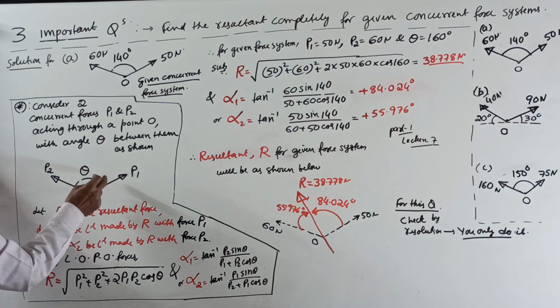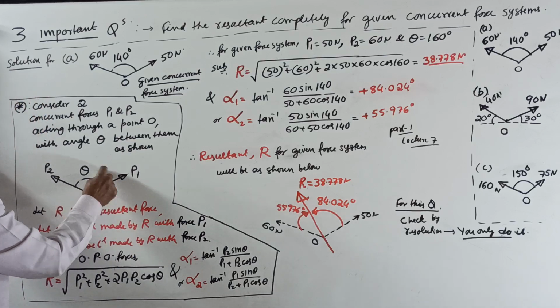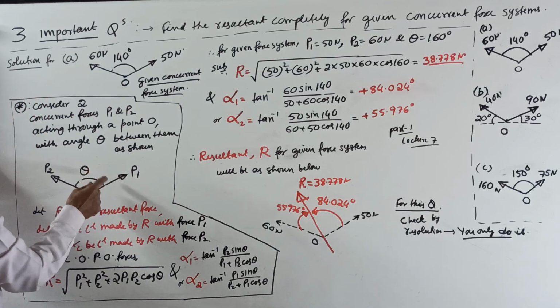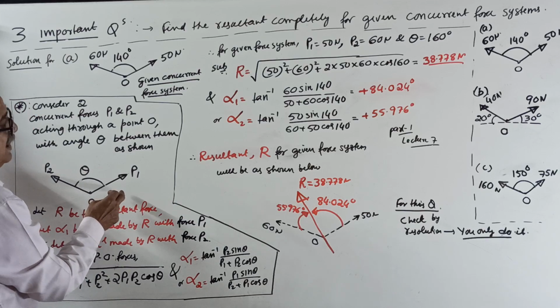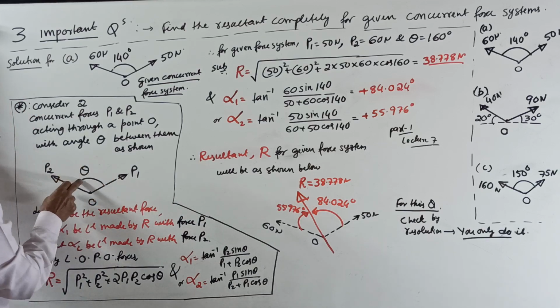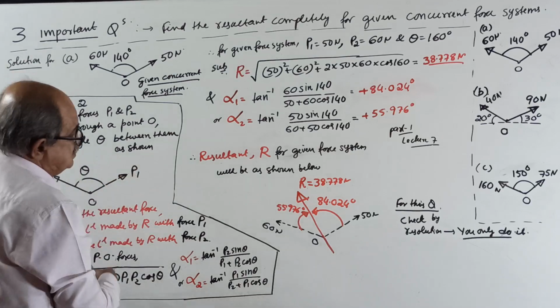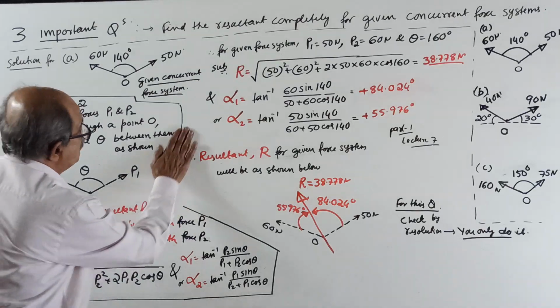Alpha 1 is the angle made by the resultant with the force P1. Alpha 2 is the angle made by the resultant with the force P2. I have written as shown. Now I will do one thing. Okay, I will show it here.